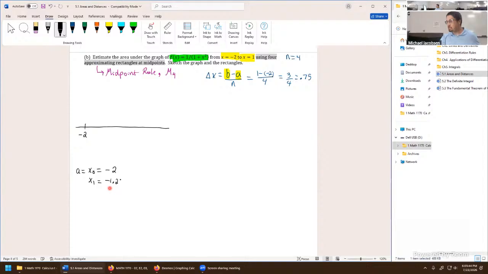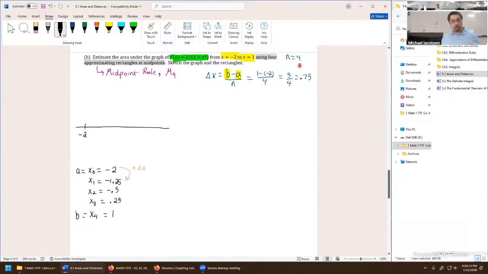Excuse me, let me try again, -1.25 rather. So just add delta x to get all the next values. X2 is going to be -0.5. X3 is going to be 0.25. We add 0.75 delta x to x3, 0.25, we get exactly 1. We can check our arithmetic. That's got to be b, and it is. That's the upper bound of 1.